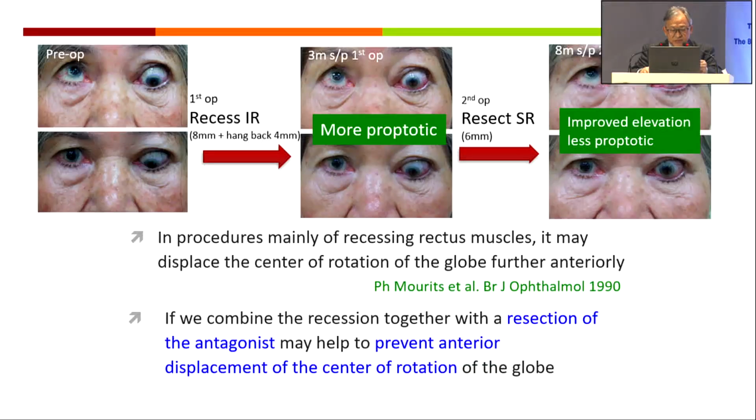So in the procedure, with a large recession of a rectus muscle, it may displace the center of rotation of the globe further anteriorly. If we combine the recession together with a resection of the antagonist, it may help to prevent the anterior displacement of the center of rotation of the globe.